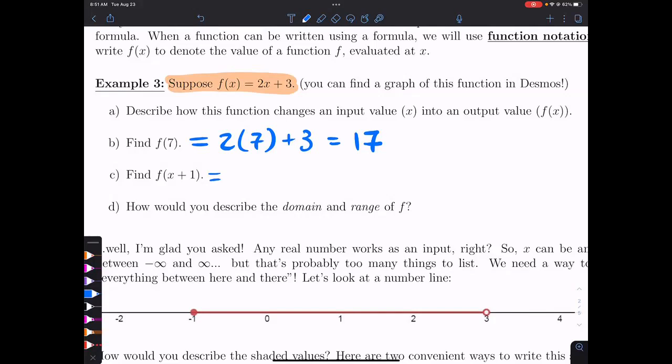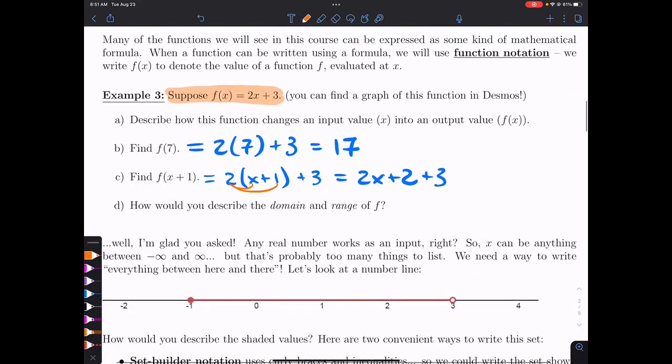Yeah, try the same approach. Replace where the x was before with x plus 1. Now you want to replace that like it's a whole thing, right? You're replacing one thing with a quantity. So it becomes 2 times (x plus 1) plus 3, because the first thing that happens to it is it gets multiplied by 2, right? Then you distribute that 2 and you get 2x plus 5.